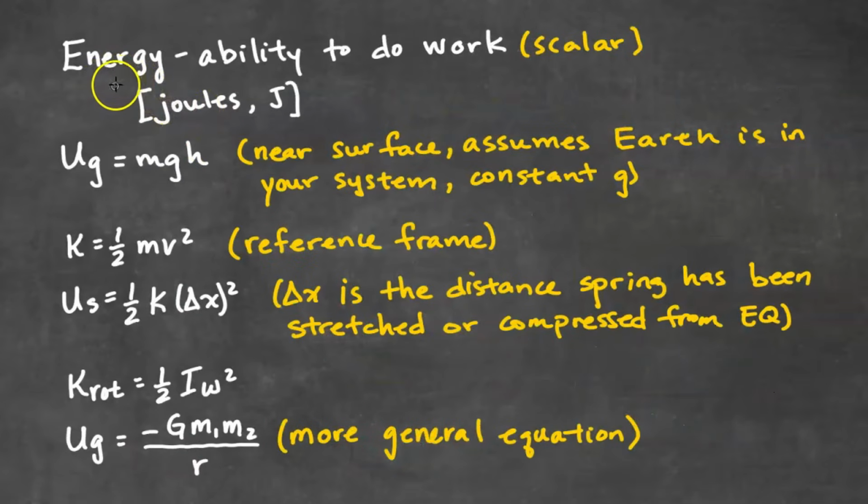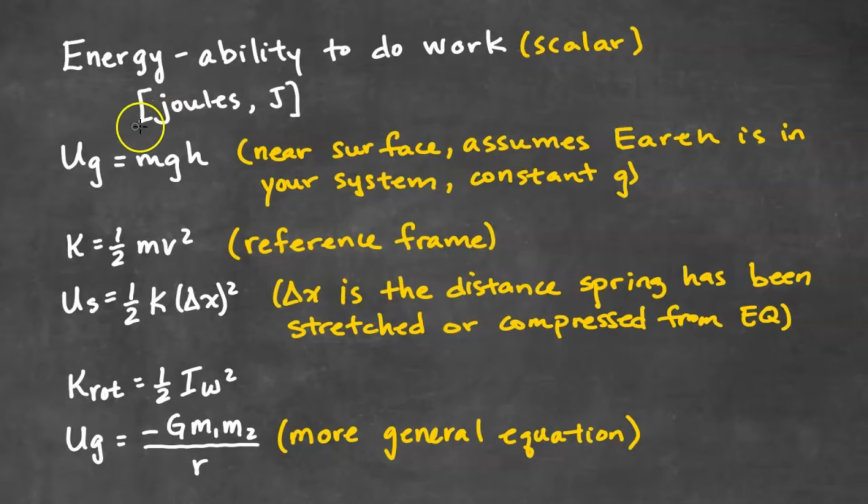Next, we're going to take a look at energy. Energy is the ability to do work. And energy is a scalar, which means that it has a magnitude but no direction. The unit for energy is joules, and there are different forms of energy. I like to think of these as different ways that energies are stored.